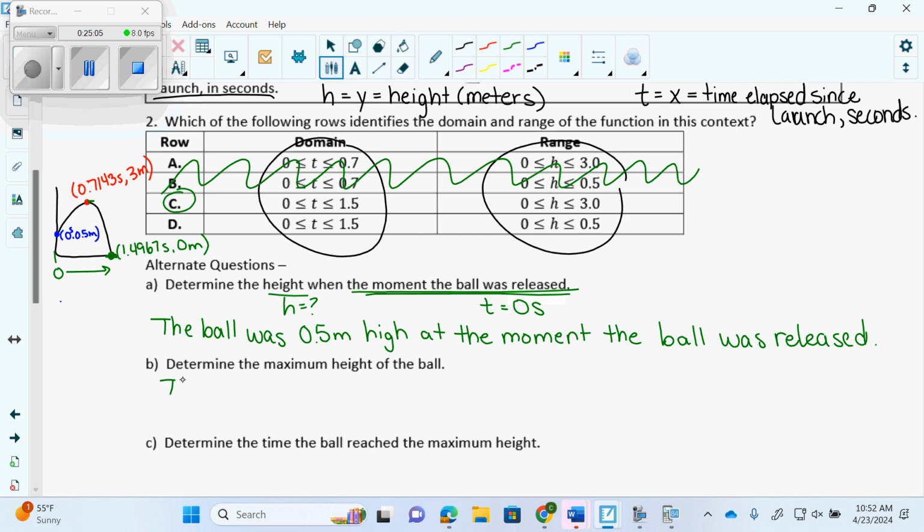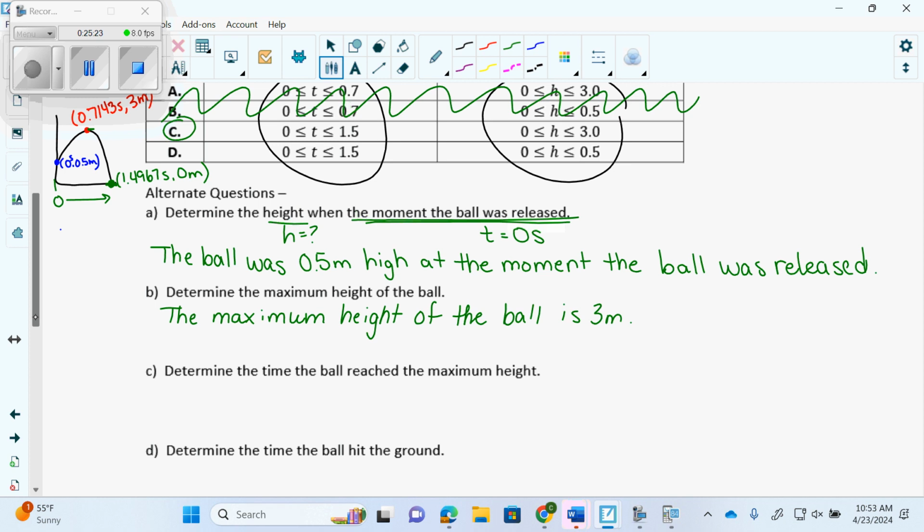So the maximum height of the ball is 3 meters. Determine the time the ball reached the maximum height. Which one is that going to be? The x. So the ball reached the maximum height.